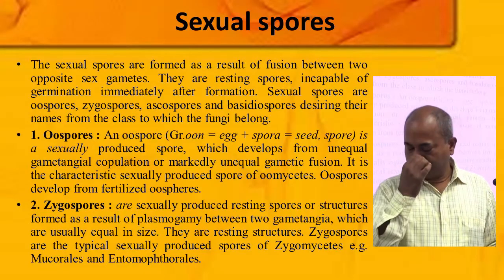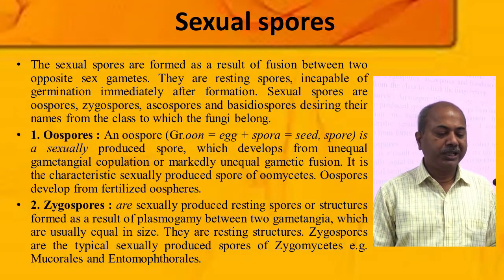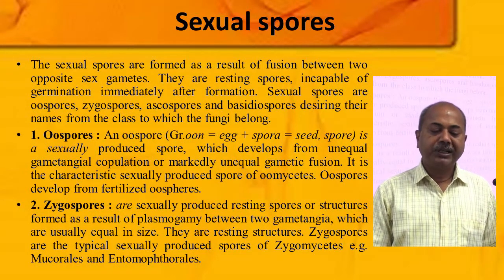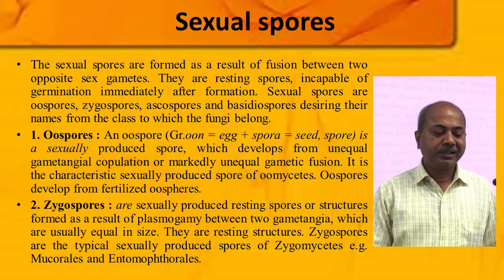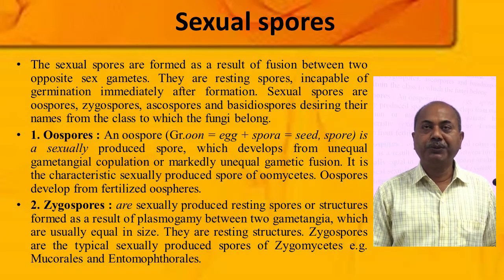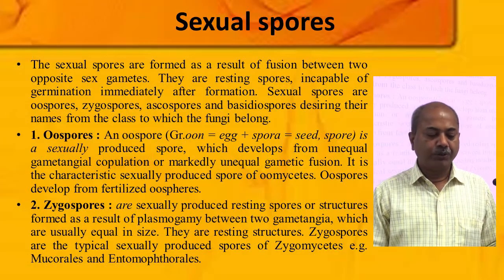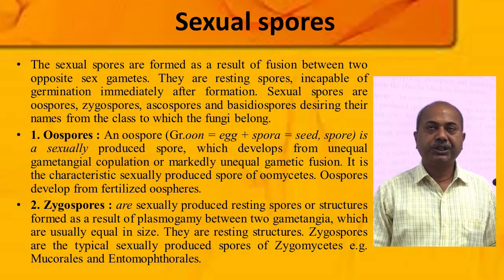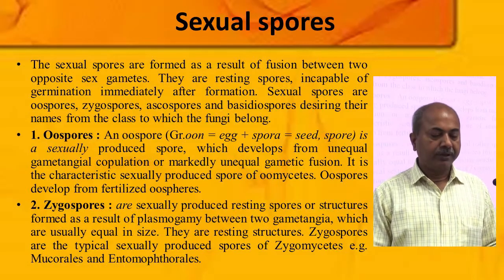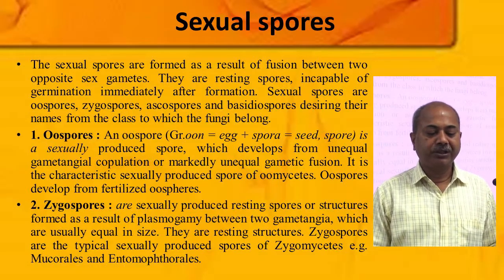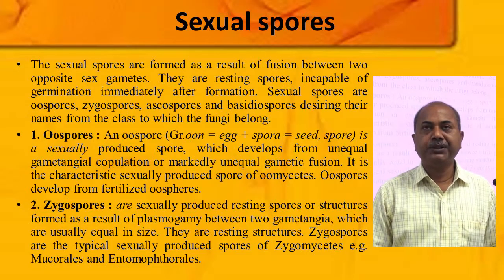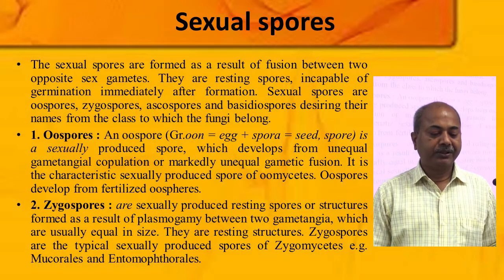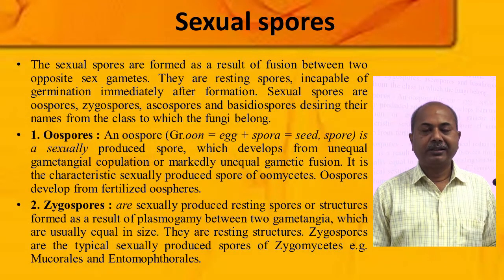So now, what is an oospore? Oospore is a sexually produced spore which develops from unequal gametangial copulation or markedly unequal gametic fusion. It is the characteristic sexually produced spore of oomycetes. Earlier I have discussed, oospores develop from the fertilized oospheres. Now zygospores are sexually produced resting spores or structures formed as a result of plasmogamy between two gametangia, which are usually equal in size. They are resting structures.